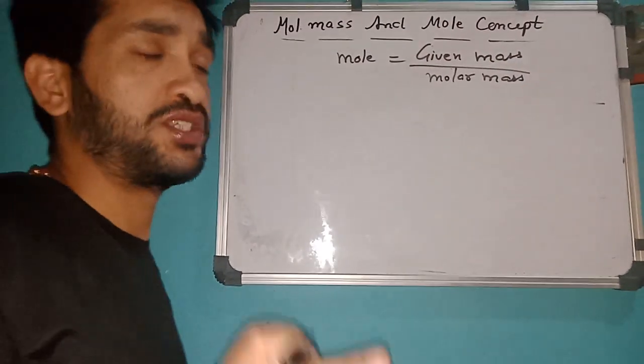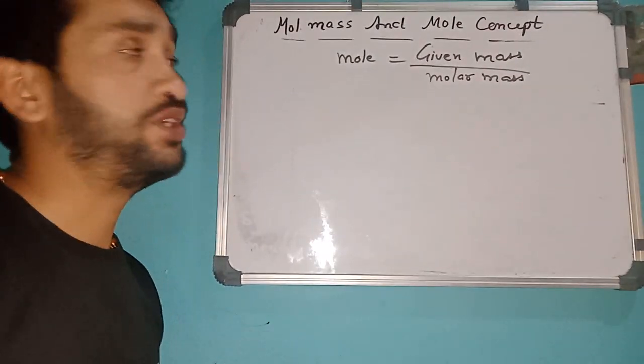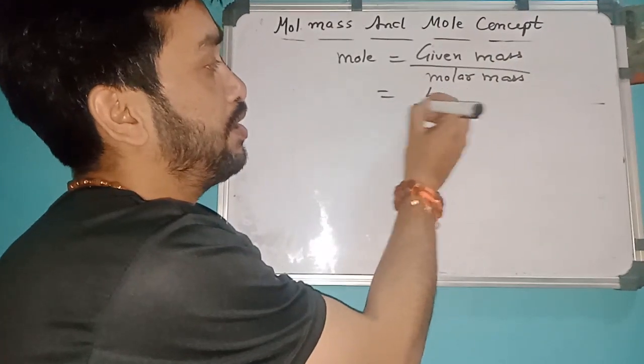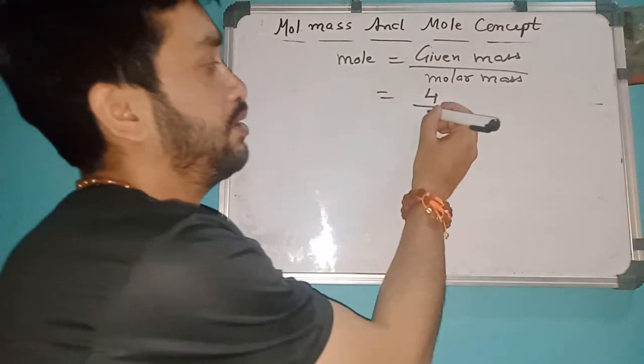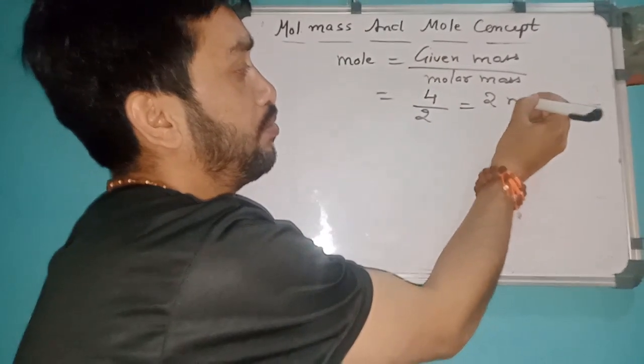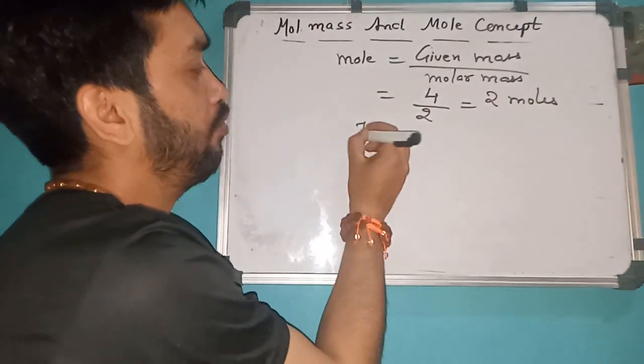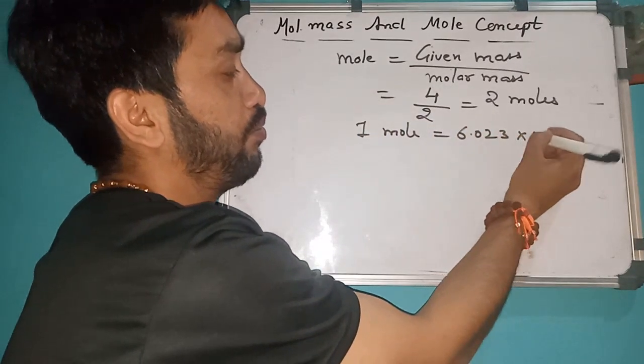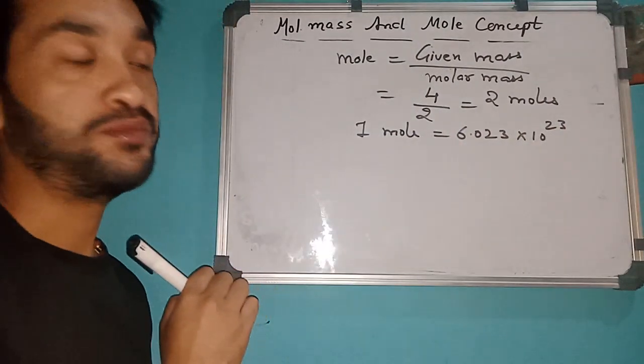Given mass upon molar mass. Simple formula. So what you have to do is, in the question what was given? Given mass was 4 gram, and what is the molar mass of hydrogen? 2. It means you have 2 moles, and you know that 1 mole is equal to 6.023 into 10 to the power 23 atoms.